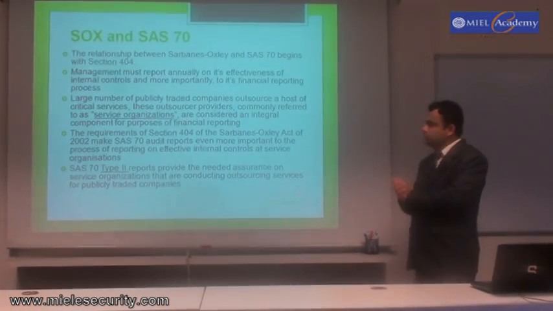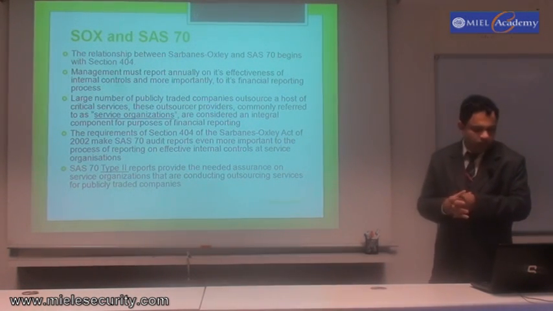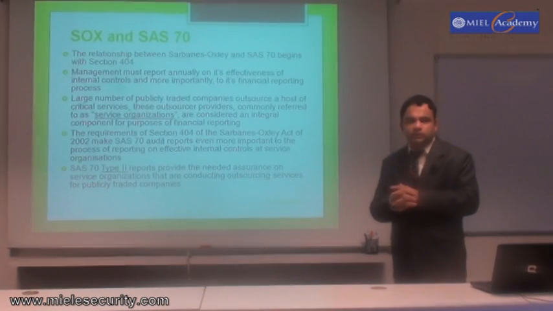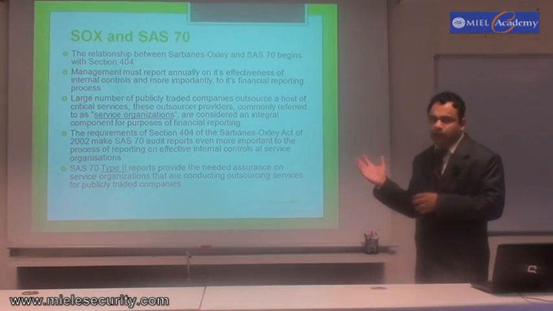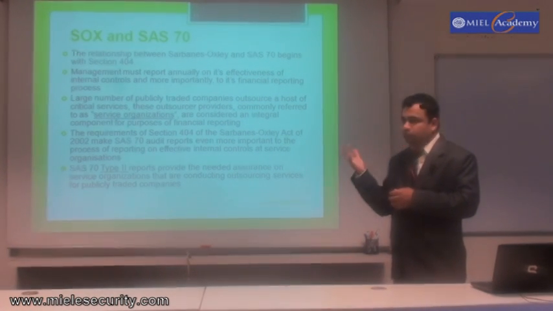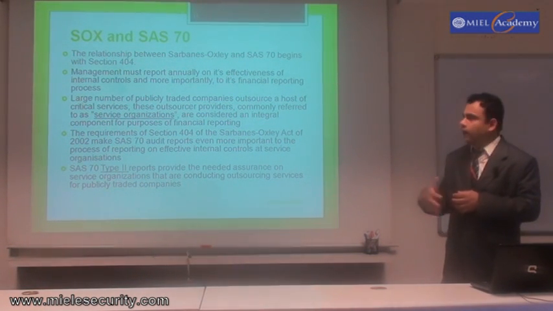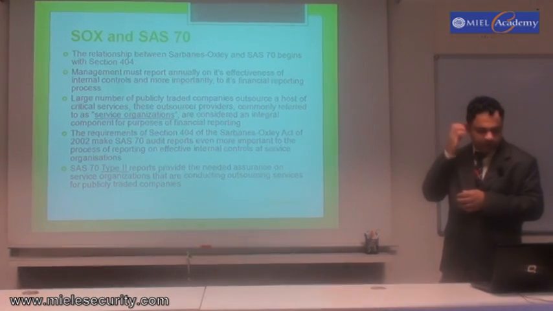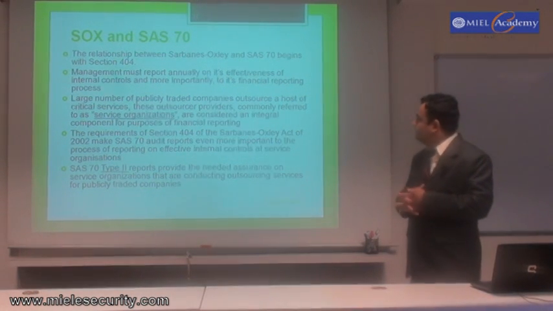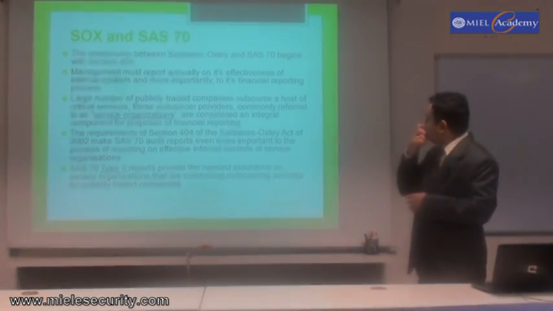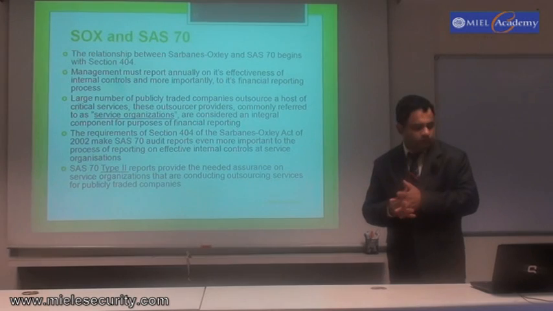Fine. So where does it all start basically? Why was SAS 70 required in the first place? So the SOX, which is the Sarbanes-Oxley Act, which all publicly traded companies in the US have to comply with. So these companies, when they use service organizations, have to ensure that even the service organizations have the required controls in place so that their financial reporting is ensured to be correct and well placed. So that is where SAS 70 really got recognition, and the relationship between SOX and SAS begins with section 404 of SOX.